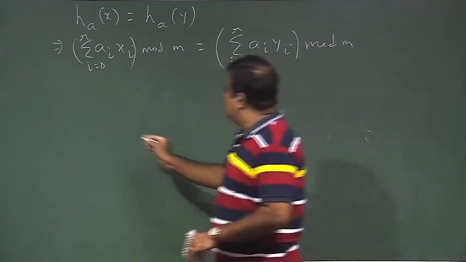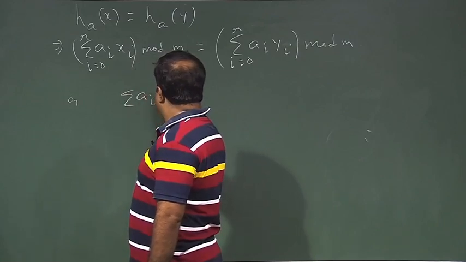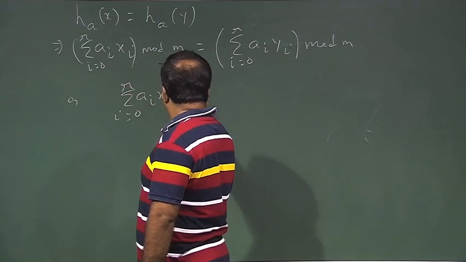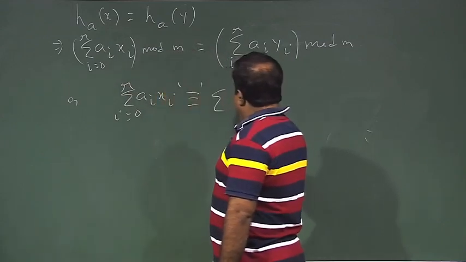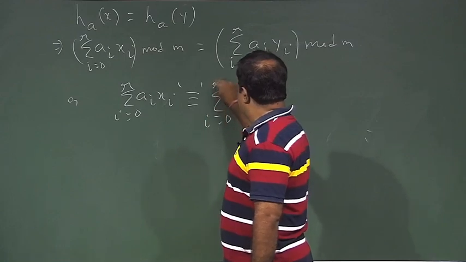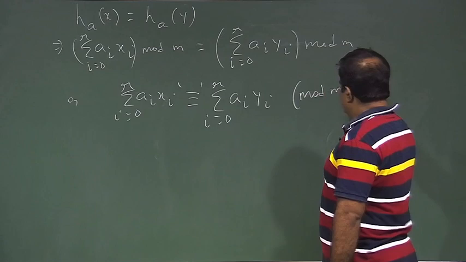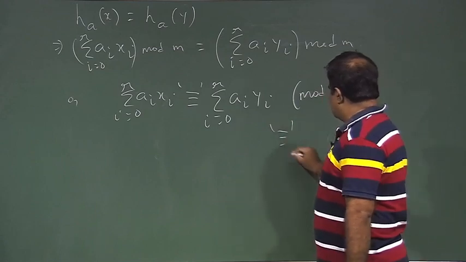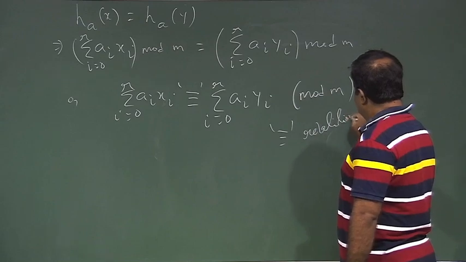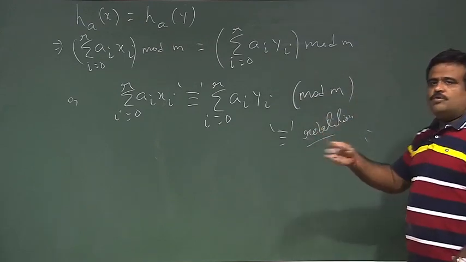So we can write this as summation of a i x i, i from 0 to r, is congruent to summation of a i y i, 0 to r, mod m. So this congruence is a relation. So how is this coming? Suppose this is an equivalence relation.